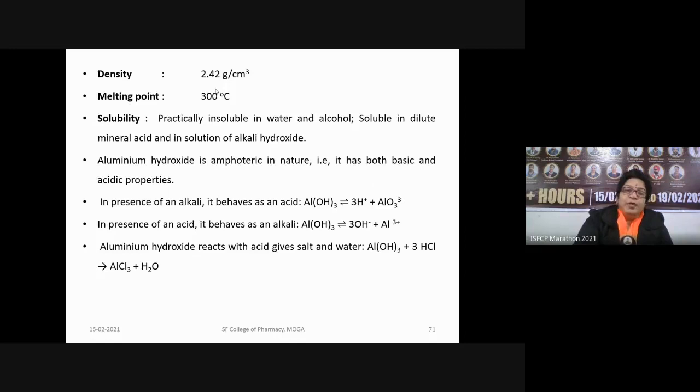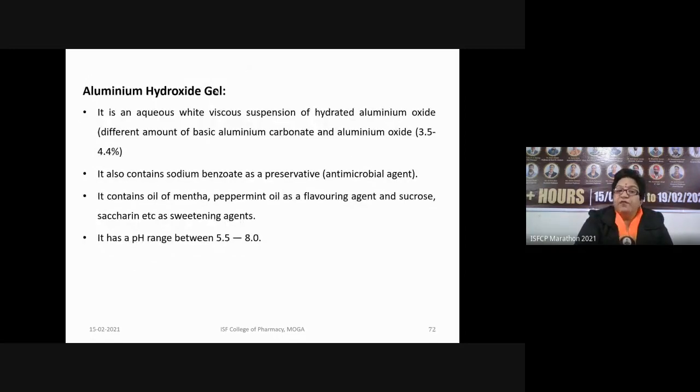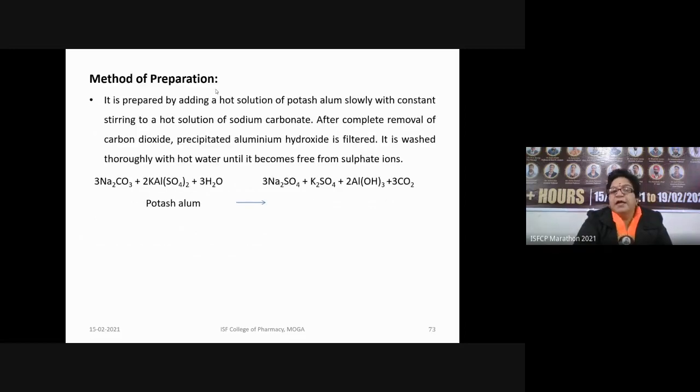Aluminum hydroxide gel is an aqueous white viscous suspension. It is a very thick suspension of hydrated aluminum oxide. It also contains sodium benzoate as a preservative, oil of mentha, peppermint oil, as a flavoring agent, and sucrose, saccharin, etc. as a sweetening agent. It has a pH range between 5.5 to 8. It is prepared by adding a hot solution of potash alum slowly with constant stirring to a hot solution of sodium carbonate. After complete removal of carbon dioxide, the precipitated aluminum hydroxide is filtered. It is washed thoroughly with hot water until it becomes free from sulfate ions.